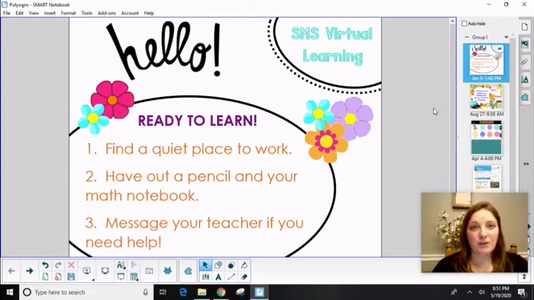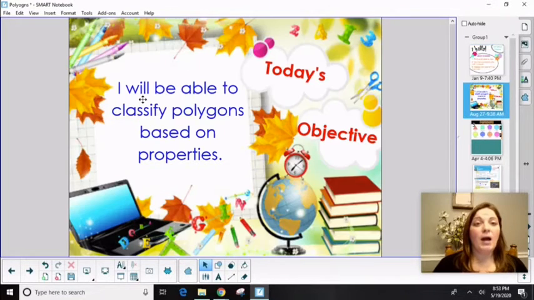Well, we did it. We made it to the final chapter in math, and this chapter is all about geometry. Here's our objective for today. I will be able to classify polygons based on properties.